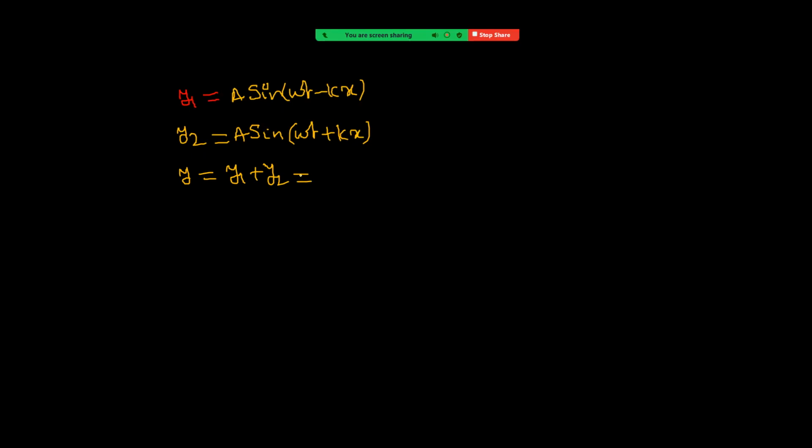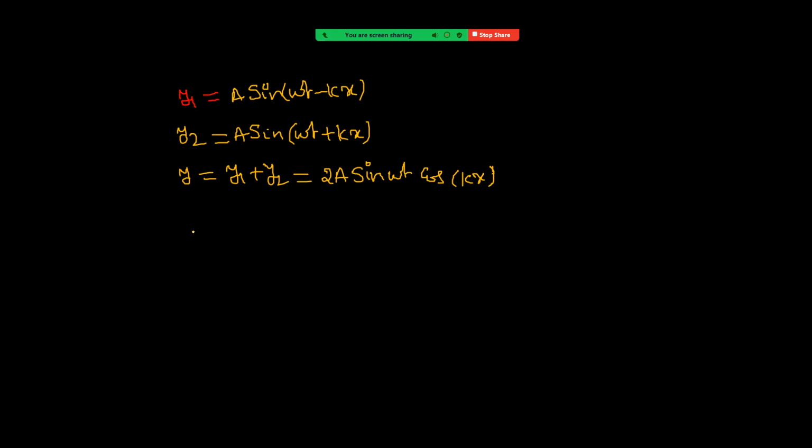That is equal to, it is just like sine A plus sine B, right? It is now 2A sine of the sum of those two by 2, that is omega t, times cos of the difference of those two by 2. That is now cos kx, right?